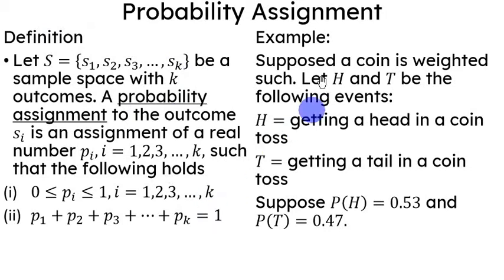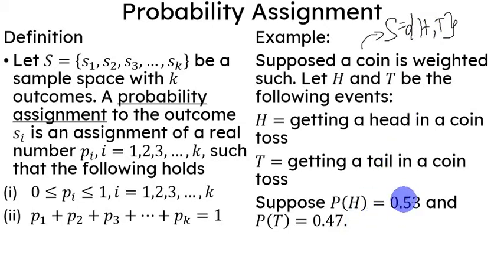So let's have an example. Suppose a coin is weighted, so it's a weighted coin. We are given that H and T are the following events. H is getting a head in a coin toss, T is getting a tail in a coin toss. And suppose we're given these probabilities. Now, like we mentioned a while ago, in a coin toss, the sample space will just be either heads or tails. So we are complete already here.